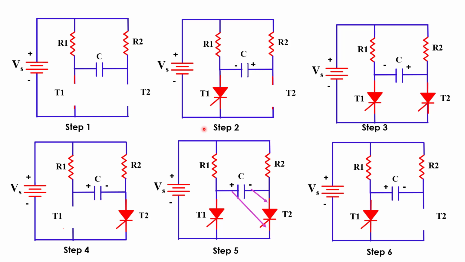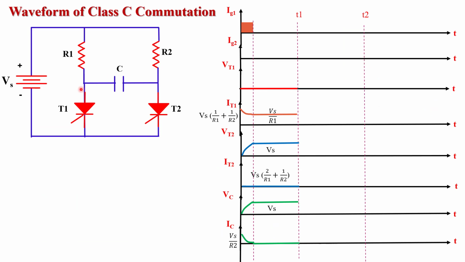Now I will explain the whole working with the help of a waveform. This is the circuit diagram of class C commutation, as I have already explained to you.